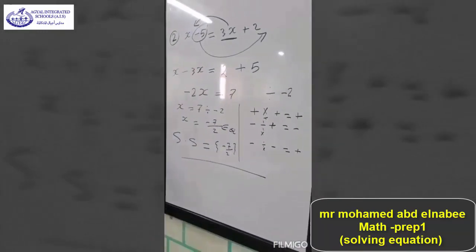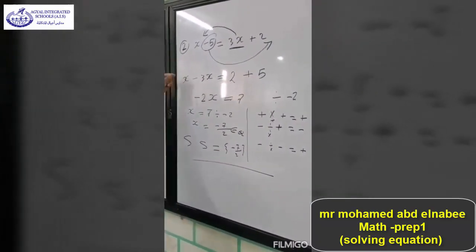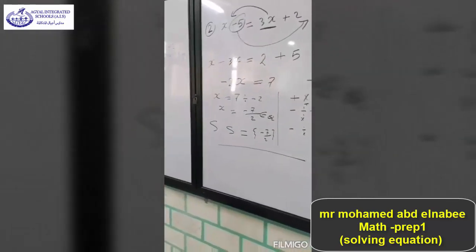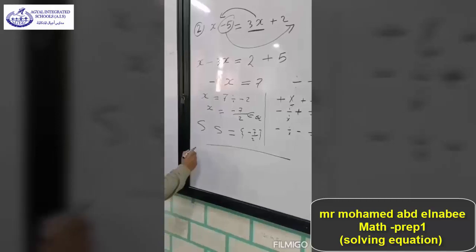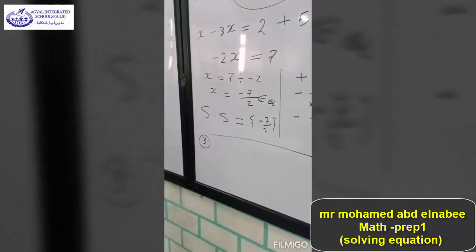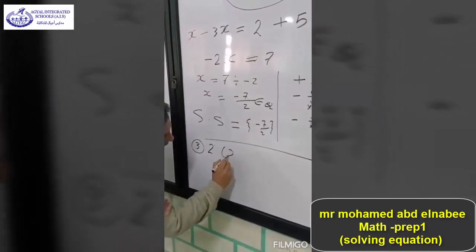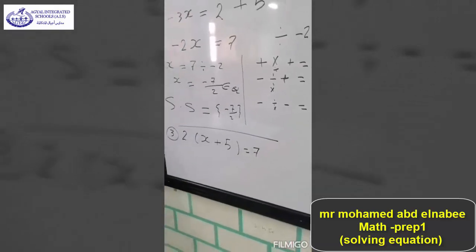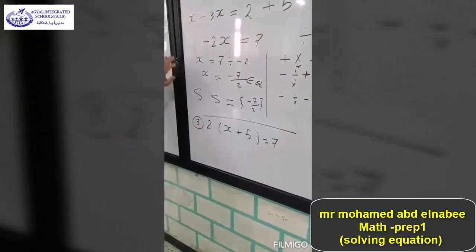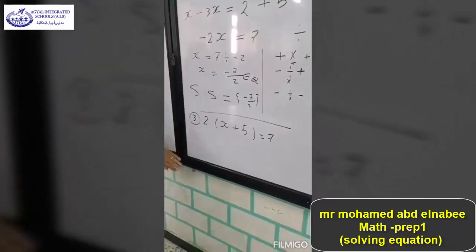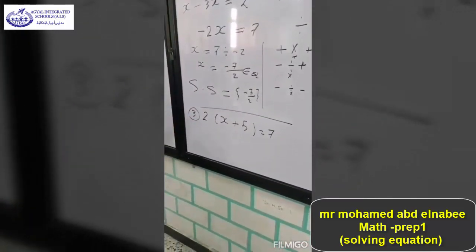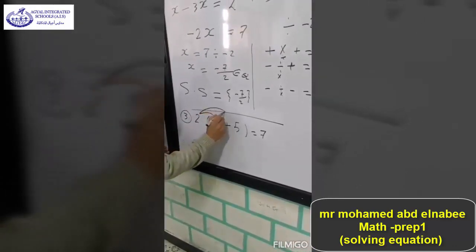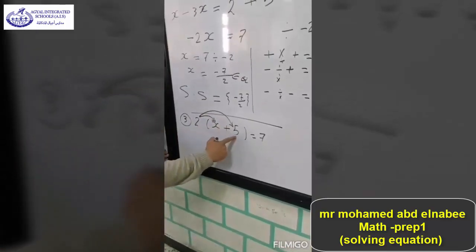This is problem number 2, in which we have the variable on two sides. I collect both on one side. The third problem, if we have a bracket like this, 2 times x plus 5 equals 7. How do I solve this? If we have a bracket, before we solve, we must remove the bracket. Any number outside the bracket means multiply. So we distribute the 2 by multiplication over the 2 terms.